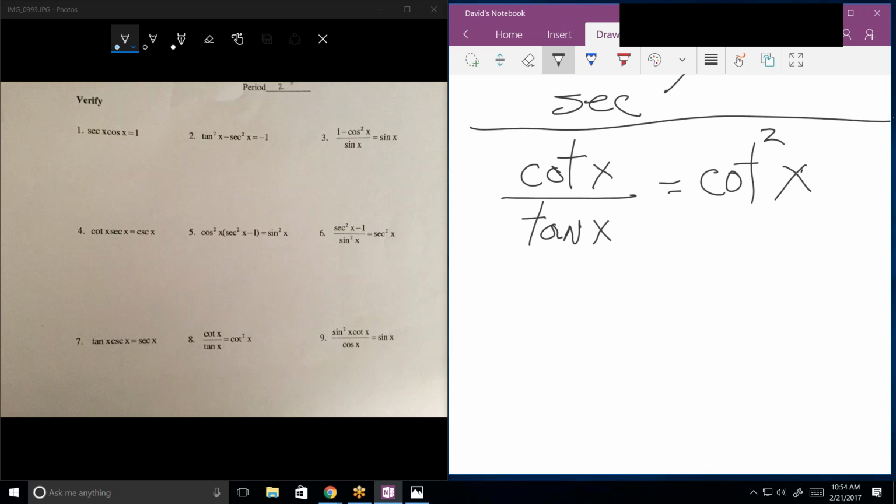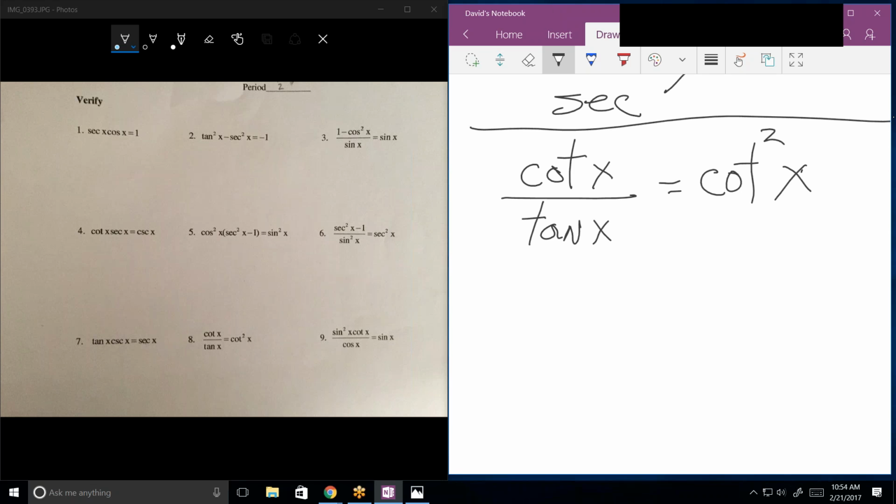I guess we could use quotient. If I took the strategy of converting everything to sines and cosines, that would work. But I don't have any sines and cosines in here. In other words, no. There are fast ways to do these and there are slow ways.